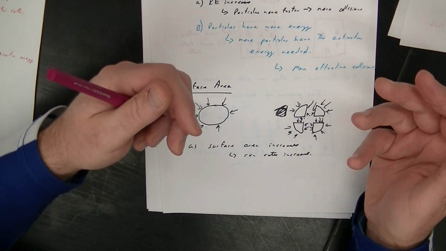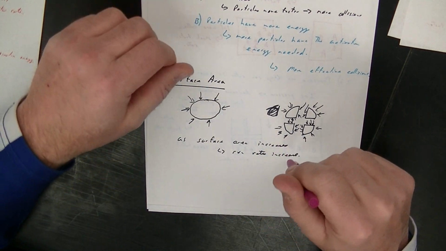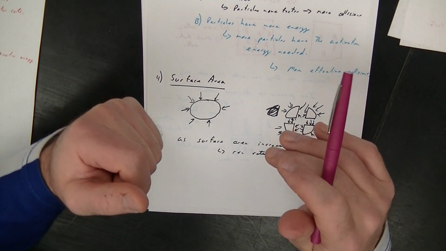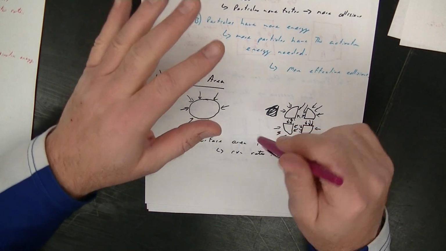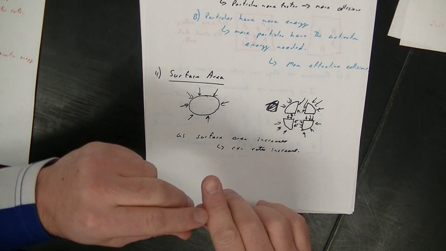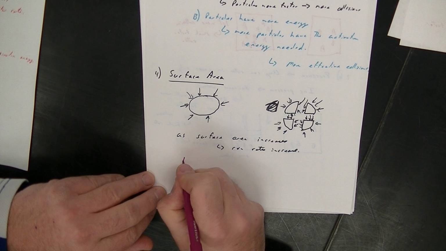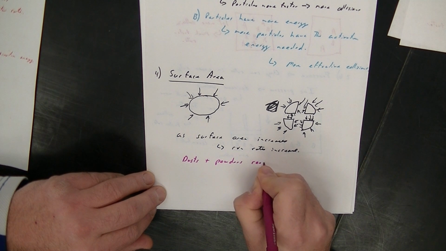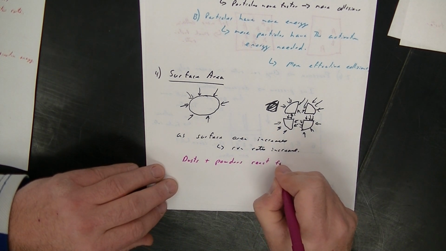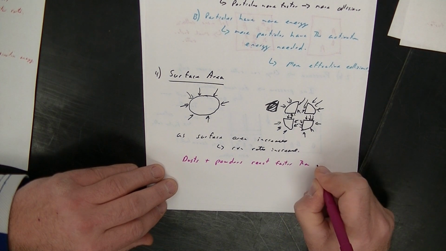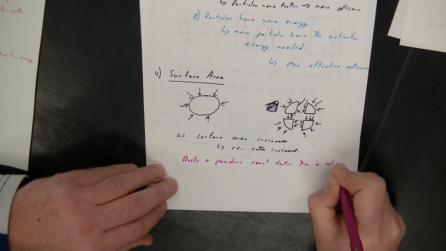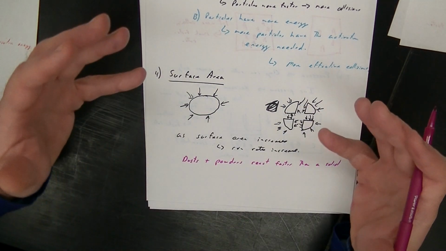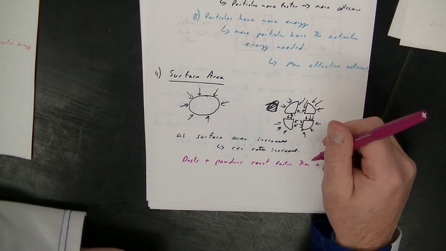All right, and the reason that you'll cause that high explosion is because the dust particles, there's so much surface area, all right, that the reaction happens just like that. So you have to be really careful with this. So dusts and powders react faster than a solid. Okay, so right, in other words, the bigger the surface area, right, the faster the reaction is going to happen.